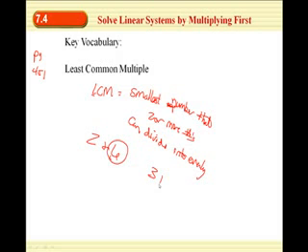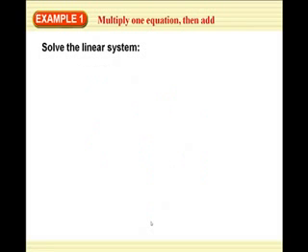How about 3 and 8? The least common multiple of 3 and 8 would be 24. 3 can go into 24, 8 can go into 24. Least common multiple. Okay? So let's take a look at these. We're going to solve linear systems by multiplying first, and hopefully you'll see what happens here.